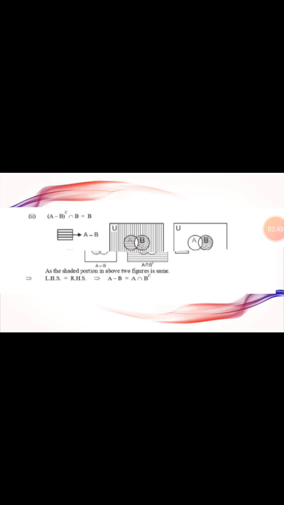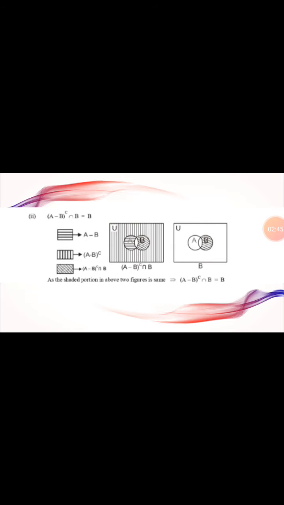And A intersection B complement, in this case elements of B are not included and all other points of the universal set and subset A are included. And as the shaded portion in the above two figures is the same, it means that the left hand side and right hand side are equal. Part number 2 is your assignment.